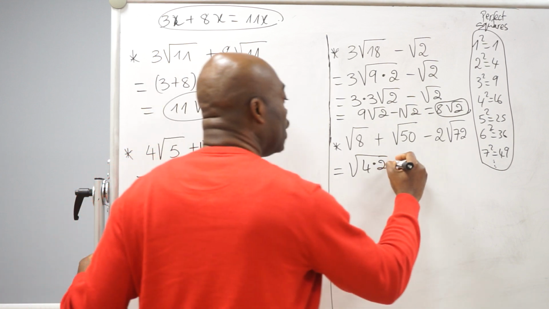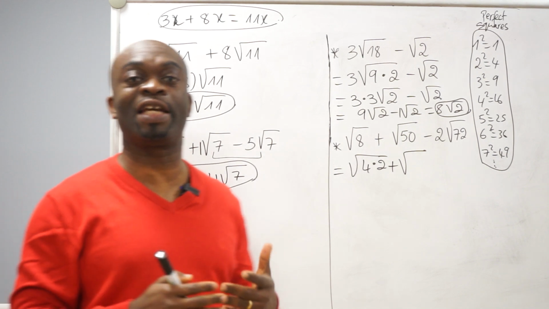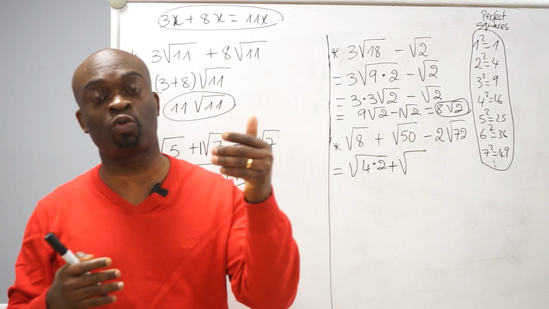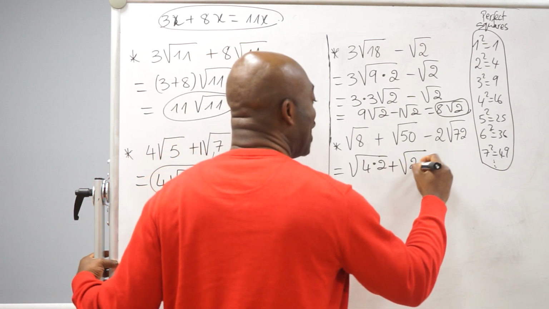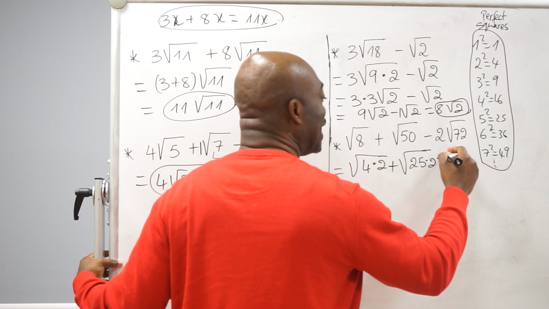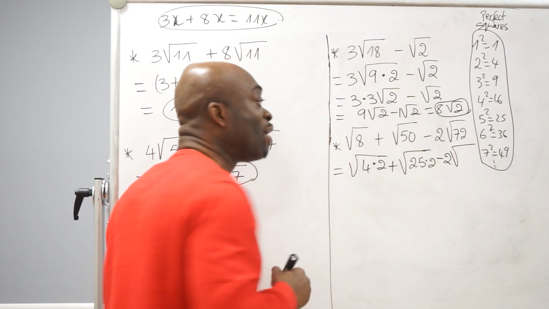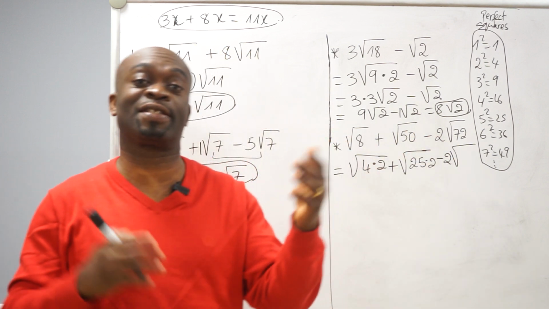Plus, how can we break down 50? 50 can be 25 times 2, right? Because 25 is a perfect square of what number? 5. So it's going to be 25 times 2. And then last but not least, we have 2 here, square root of. So how can we break down those also? 72 can be what? 36 times 2.